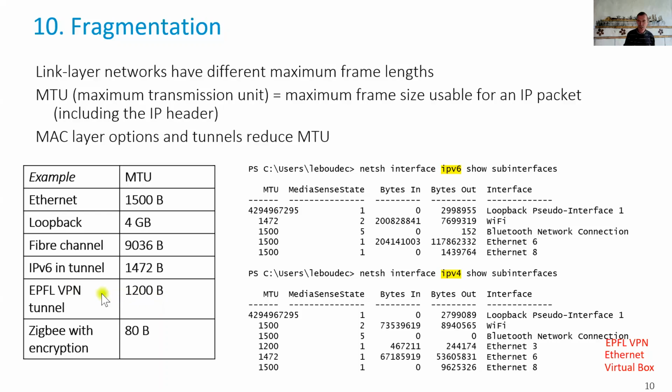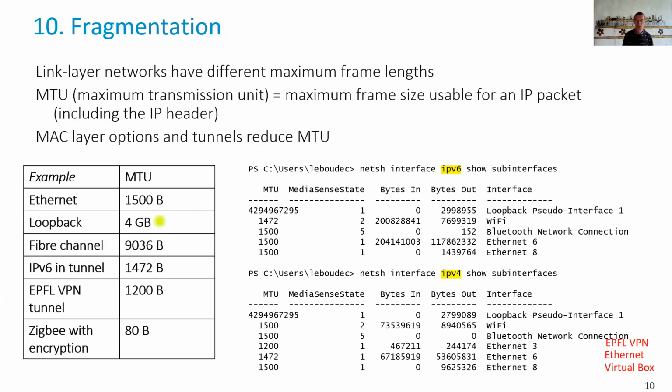If we go to the EPFL tunnel, we can see that in another interface here. If I activate the EPFL tunnel from my home, I will see a much smaller packet size, and the reason is that many layers of encryption are added here. And then you have more exotic things like ZigBee with encryption. Those are IP technologies that are used for Internet of Things, if you want to connect small objects that have very low capacities, and you will have very small packet sizes.